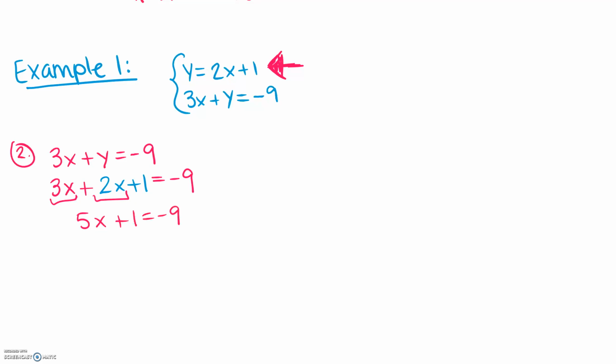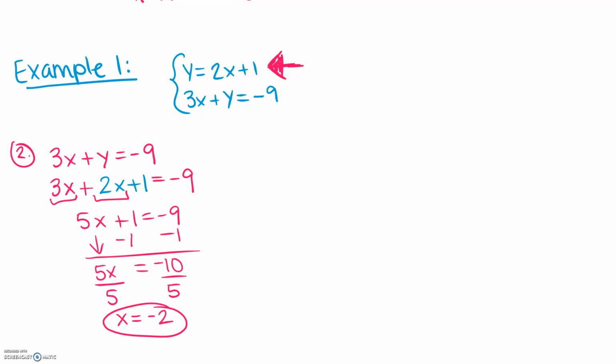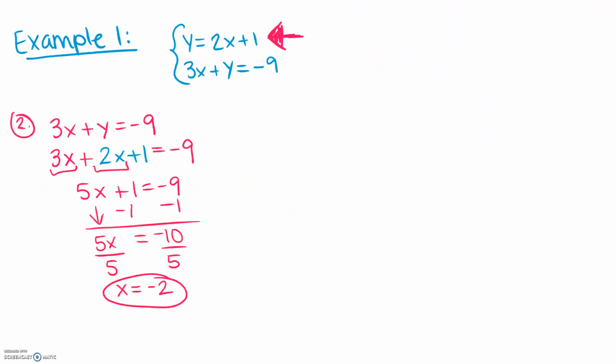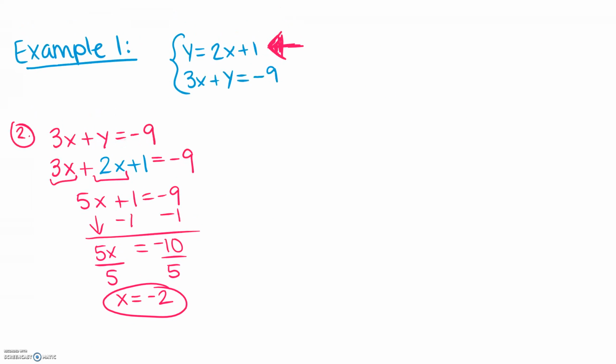Now I have a constant on both sides, so I'm going to subtract 1 from both sides, bring down my 5x. Those cancel out, and that leaves me with negative 10. Now I have 5 times x, which I also need to undo by dividing both sides by 5. And now I know that x is equal to negative 2. So I know my x value. Now I need to go back, and step 3 tells us to plug the answer back into either equation. Since I already have an equation solved for y, which is what I'm looking for, that's where I'm going to put that answer.